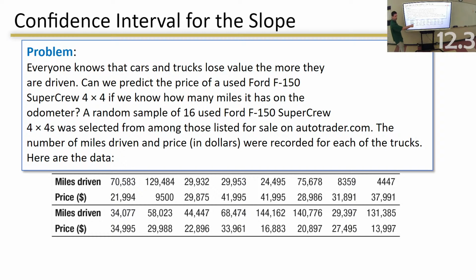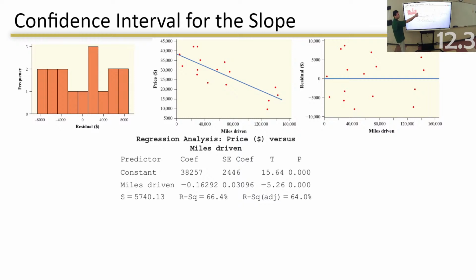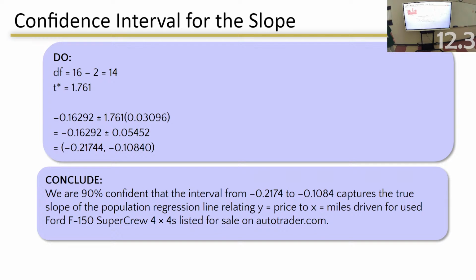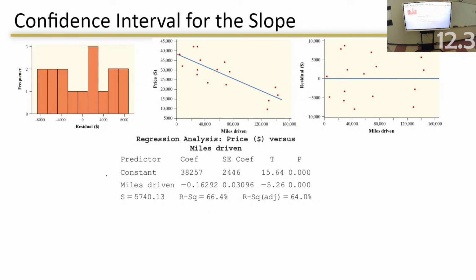There's the 16 used F-150s. Here is the regression data plotted. It looks linear. They're all equidistant, somewhat normal. We'll go with it. Those are the conditions. Here's the computerized printout. That's what I need to see. They are going to ask, I think it's a 90% confidence interval for the slope of these trucks.